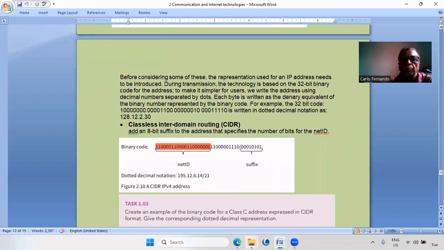Before considering some of these, the representation used for an IP address needs to be introduced. During transmission, the technology is based on the 32-bit binary code for the address, something like this. To make it simpler for users, we write the address using decimal numbers separated by dots. Each byte is written as the decimal equivalent of the binary number represented by the binary code. For example, the 32-bit code, this one, there are 4 bytes, 1, 2, 3, 4, is written in dotted decimal notation as 128 dot. Remember, dots. Very important to remember this if you are asked to write the format of an IPv4 address.